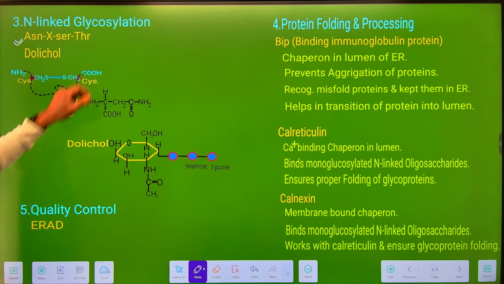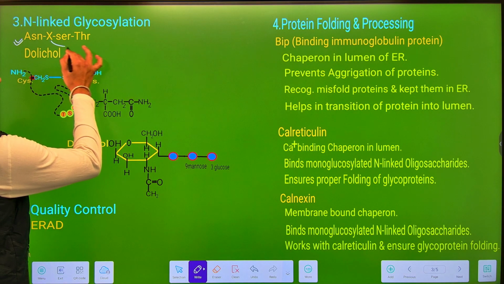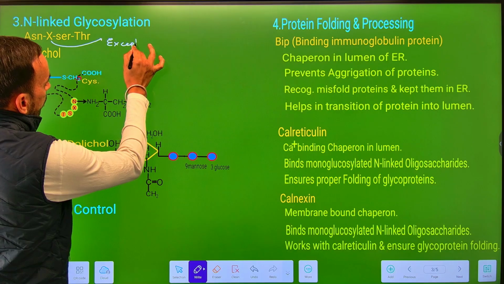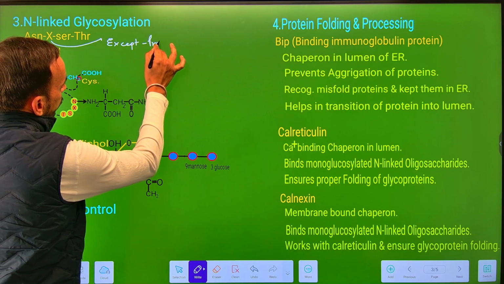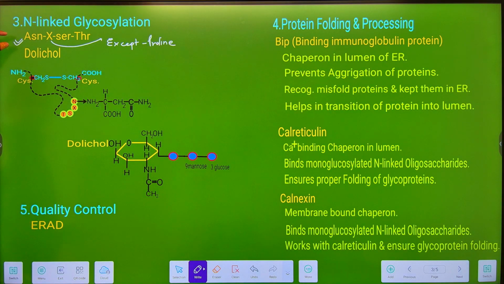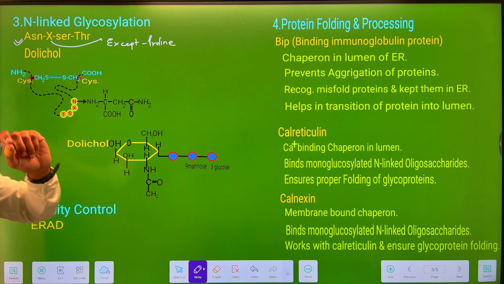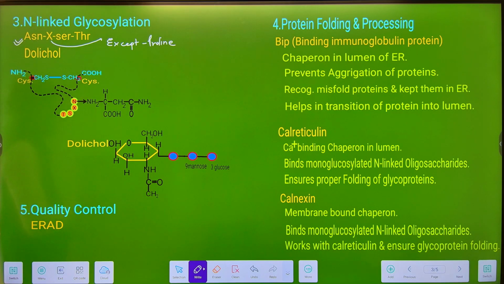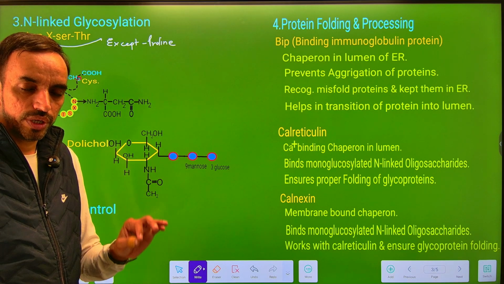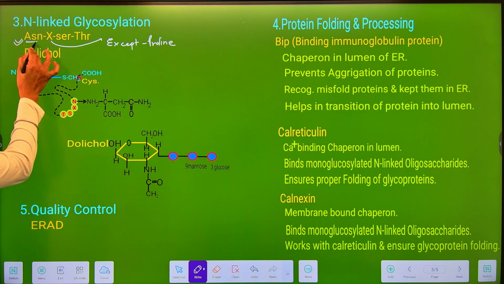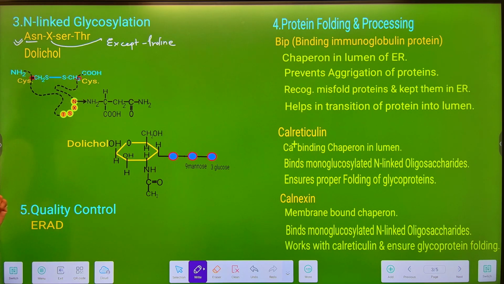Asparagine X serine threonine. X is any amino acid except proline. Proline को छोड़ के कोई भी amino acid हो सकता है क्या? X. If there is a presence of these type of consensus sequences on the protein, then there is a glycosylation, that is the addition of sugar onto the protein molecule. Now the sugars are generally added onto the asparagine amino acid.